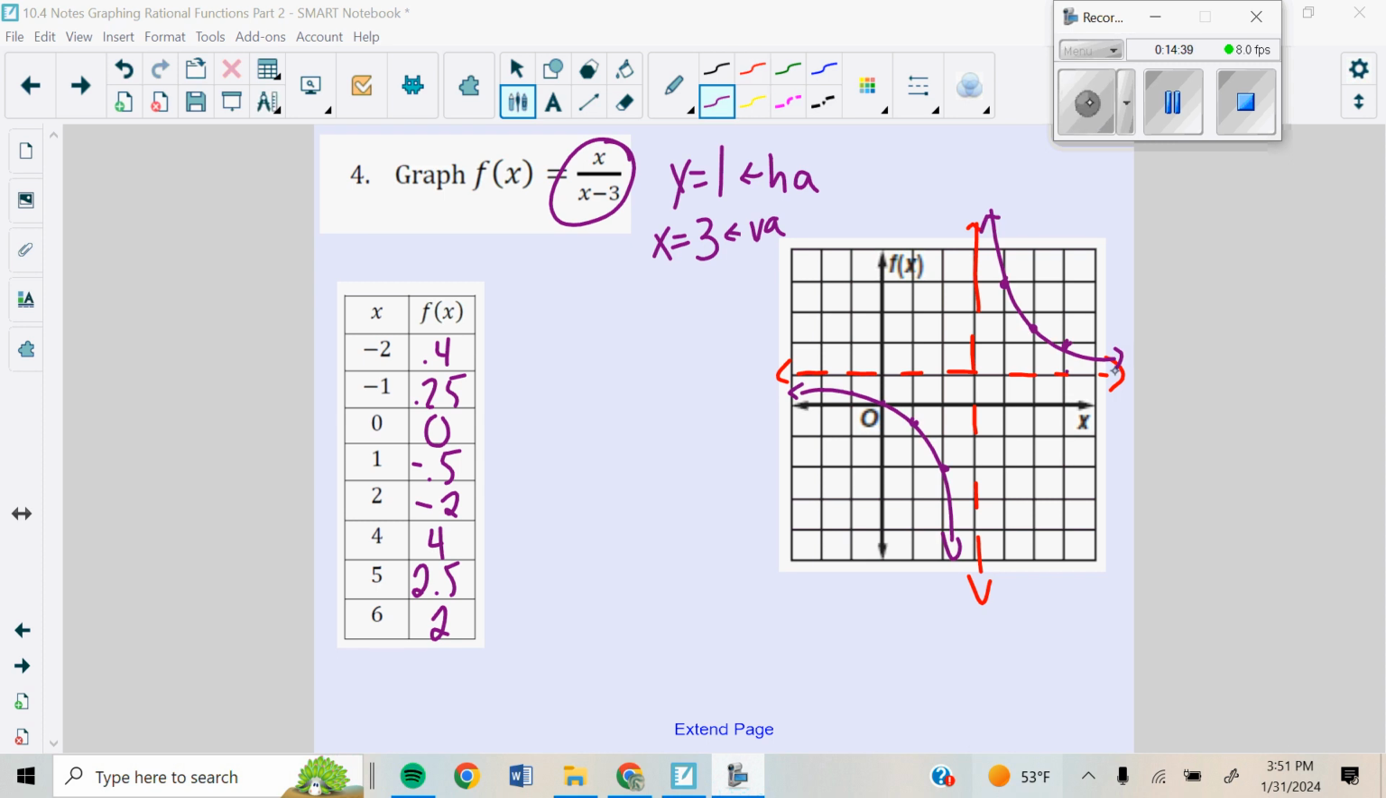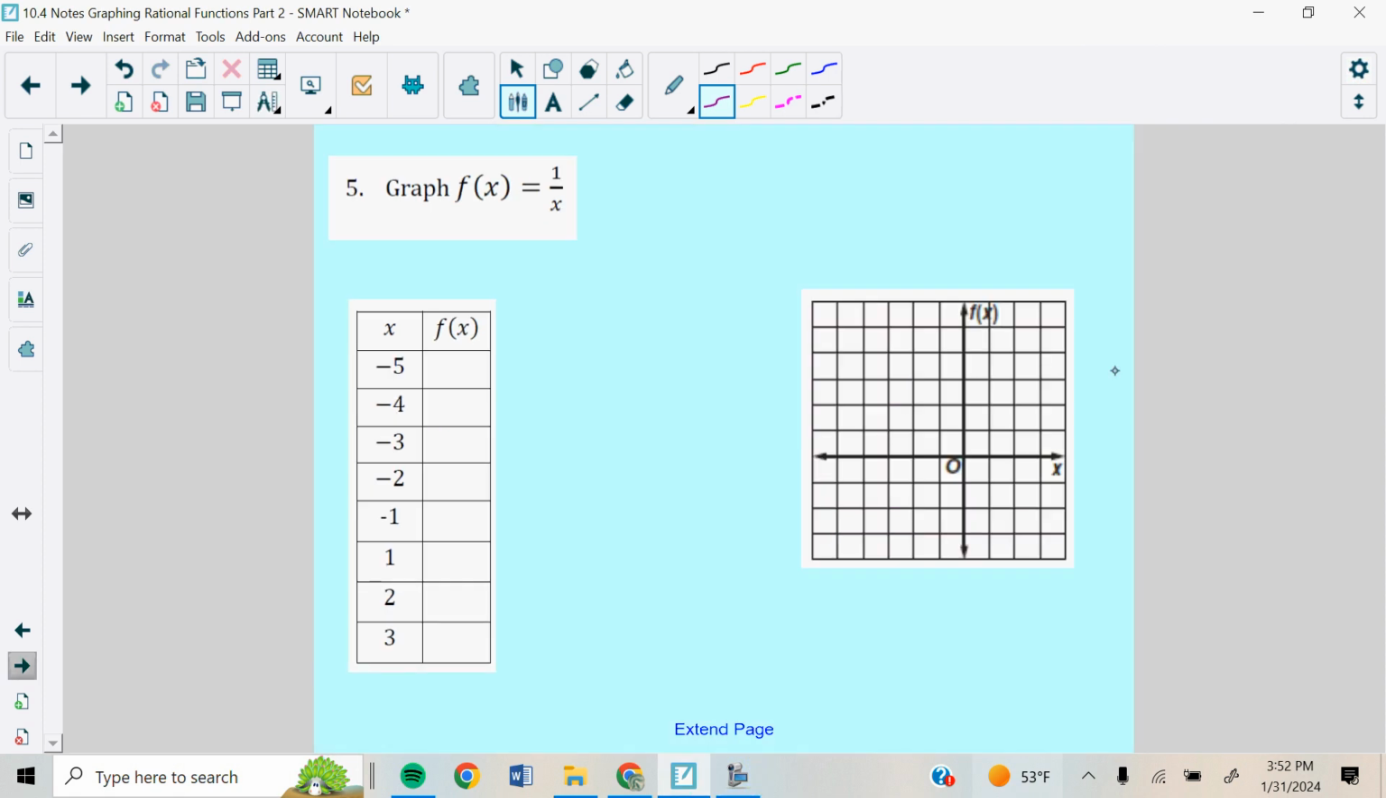All right, so I have graphed my ordered pairs. We see that curved shape in the 2 quadrants, and we have them approaching our asymptotes. Awesome.